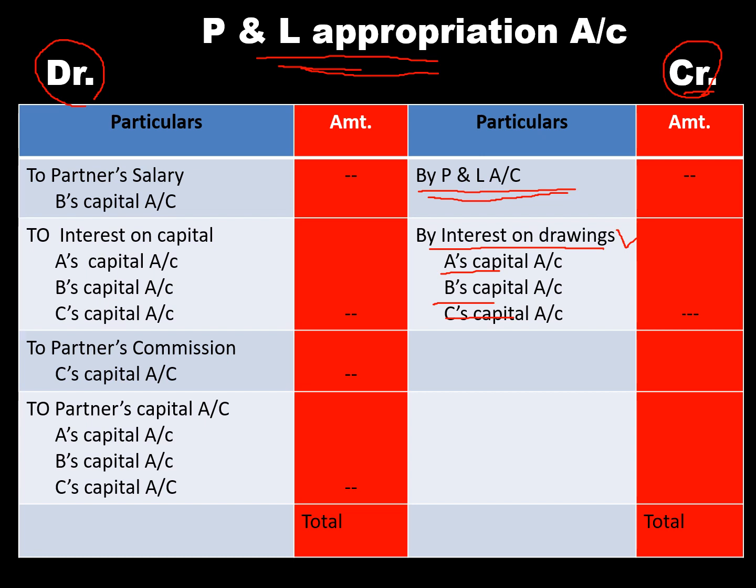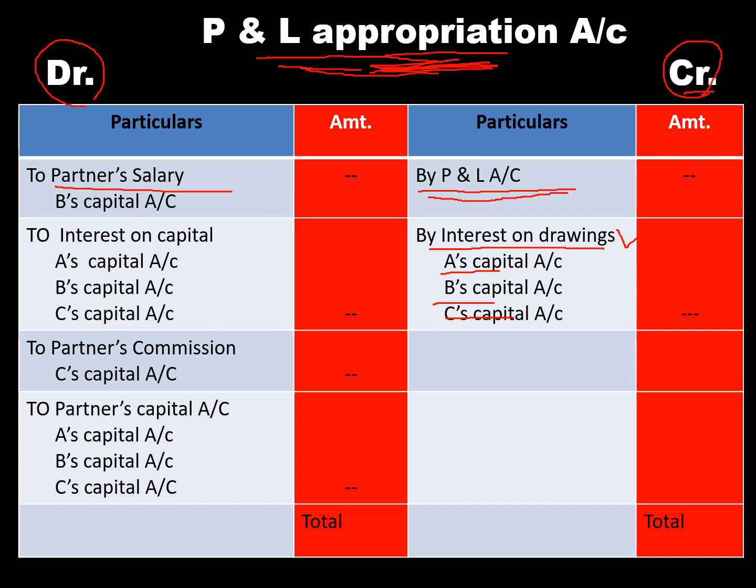Then on the debit side we will consider expenses. But remember, all these transactions should be related to partners only, the transactions which are part of appropriation. So on the debit side, those are expenses related to partners. We can provide salary to a partner, which is an expense from the firm's point of view. So on the debit side, we will write to partner's salary account.